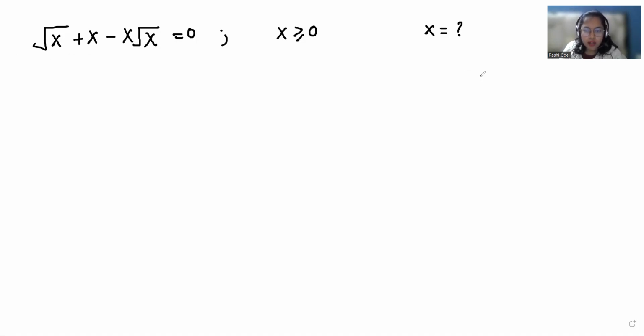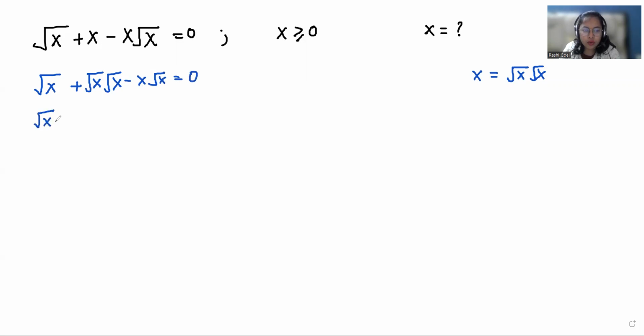So we can write x as under root x times under root x. So we can replace this and write the equation as square root of x plus square root x minus x square root x is equal to 0. If I take square root x as common, so square root x times (1 plus square root x minus x) is equal to 0.